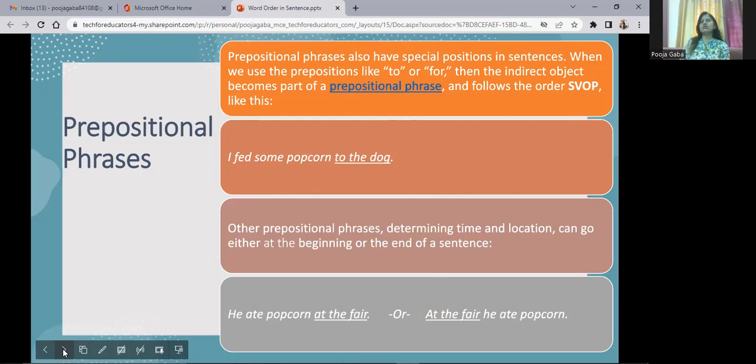I is the subject, fed is the verb, some popcorn is the object, and to the dog can be taken as the prepositional phrase. Other prepositional phrases determining time and location can go either at the beginning or at the end of the sentence. See this example. He ate popcorn at the fair. Here at the fair is the prepositional phrase, which can be placed at the end, or it can be placed in the beginning also. At the fair, he ate popcorn. So the prepositional phrase can come at the beginning of the sentence as well as at the end.